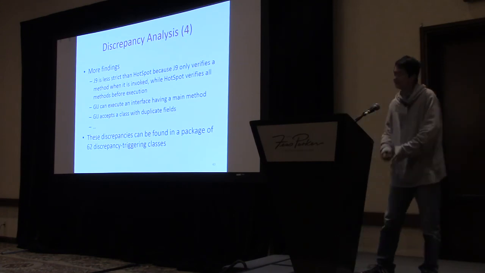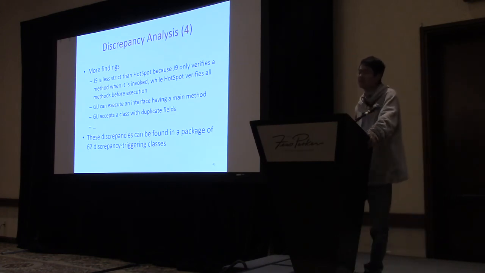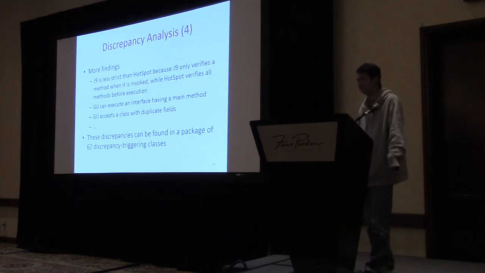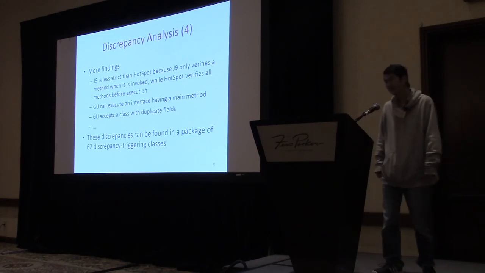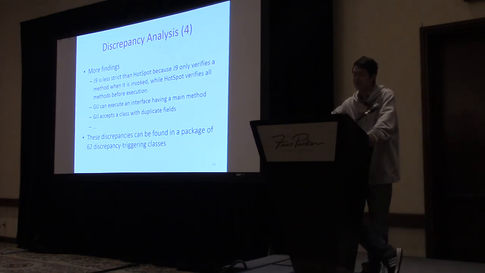We have more findings during discrepancy analysis. For example, GIJ behaves differently from hostbot and Jena because it conforms to Java 1.5, although it can handle the classes in Java 1.8 or 1.9, and many discrepancies are obvious JVM defects. And we collected 62 JVM discrepancies along with the simplified classifiers. And to the best of our knowledge, these discrepancies were previously unreported.